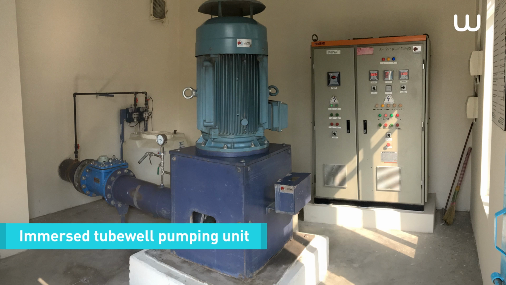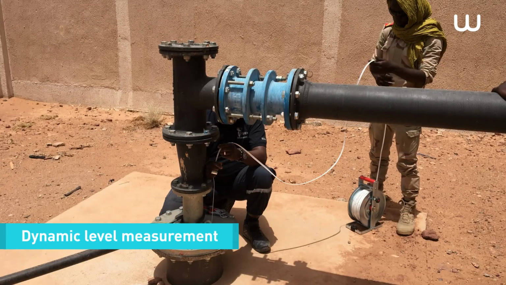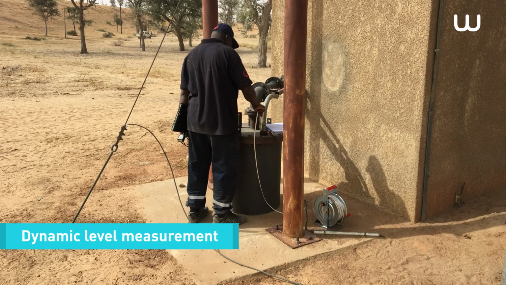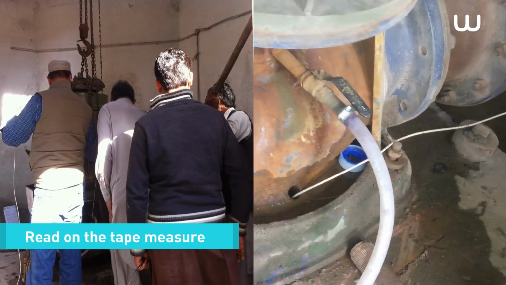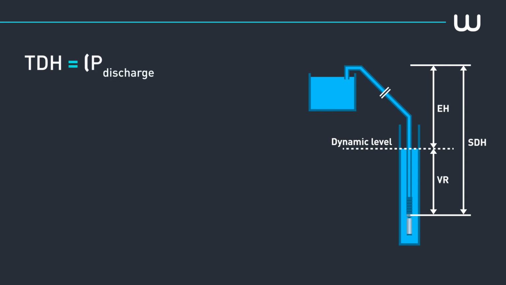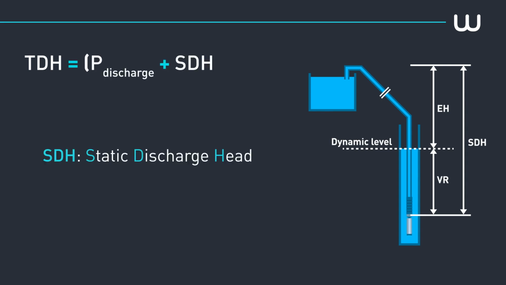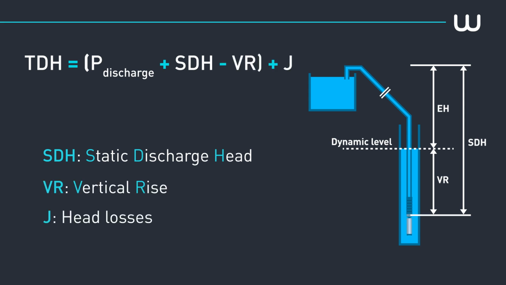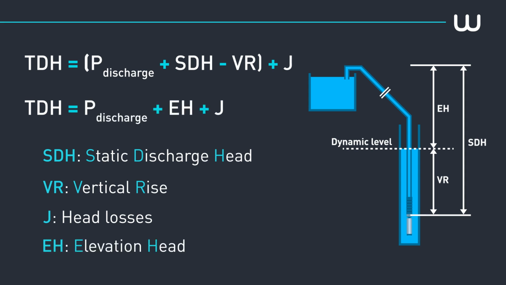In addition to the discharge pressure, the dynamic level of the tube well must also be measured using a piezometer probe when the level is stable. The depth of water table is read on the tape measure, which emits a sound when the piezometer probe reaches the dynamic level. In this case, the total dynamic head is calculated as follows. TDH is equal to discharge pressure plus the static discharge head minus the vertical rise plus head losses. Also, TDH is equal to discharge pressure plus elevation head plus head losses.